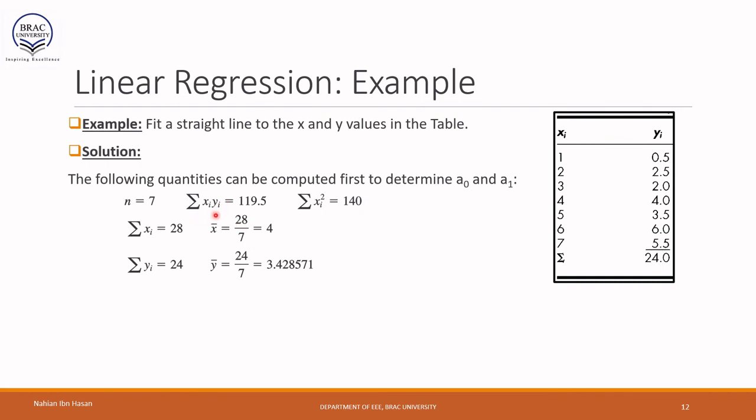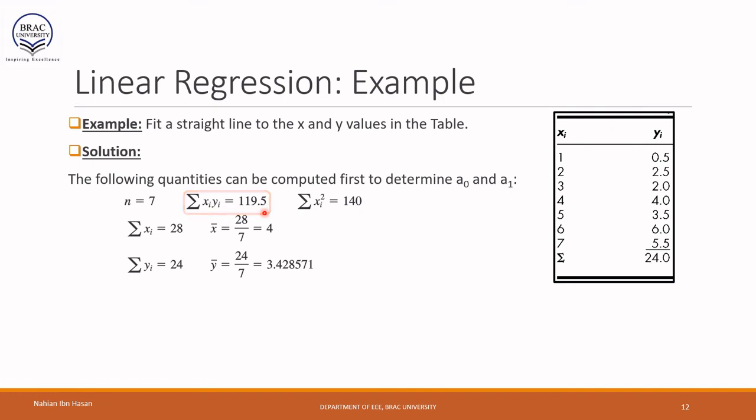Next, we need to determine the summation over the individual multiplications, that means individual pairs. So for all of these data points, we sum over the xi times yi. For example, for data point 1, we multiply 1 and 0.5, we get 0.5. Similarly, for data point 2, we multiply 2 times 2.5, so that's 5. Similarly, we multiply all of these pairs and then we take the summation, which is 119.5.